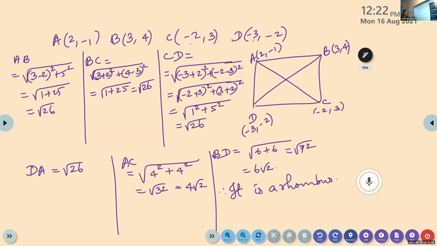Now we have all the four sides. Now we have the length of the diagonals. Find out area of the rhombus. Area is equal to half into d1 into d2. So half into 4 root 2 into 6 root 2.